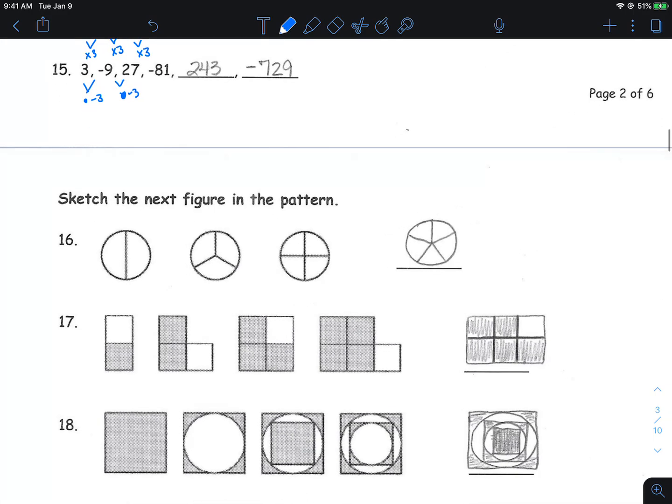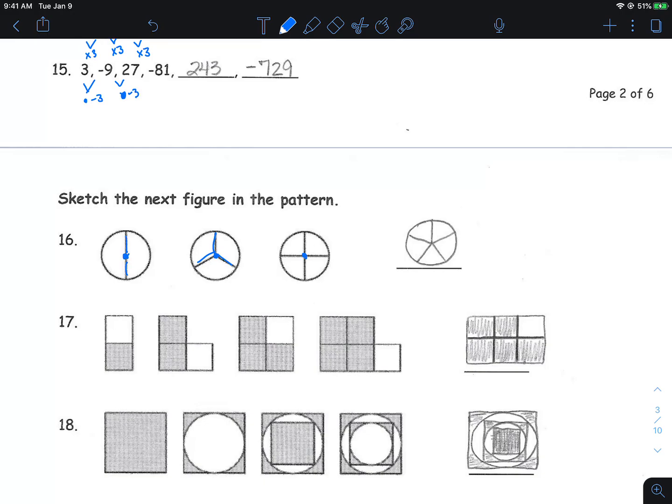A couple more patterns here that we'll look at, and then I'll cut it off at that point. So: sketch the next figure in the pattern. It looks like every one of these is a circle, but you're adding on, maybe, an extra radius each time. This one's got 2 extra lines, this one's got 3 extra lines, 4 extra lines. So the next one should have 5 different radiuses going on.